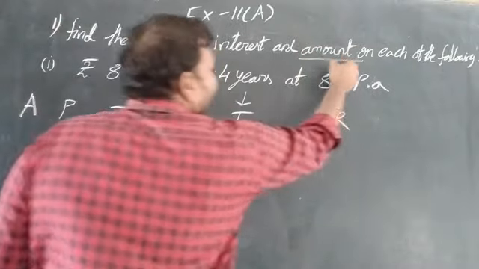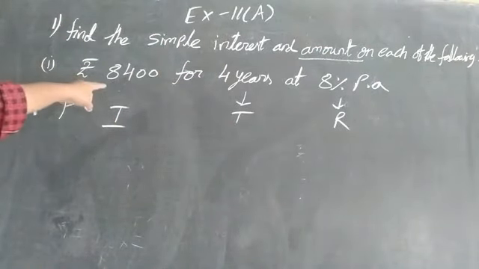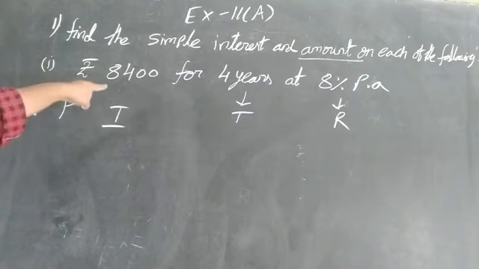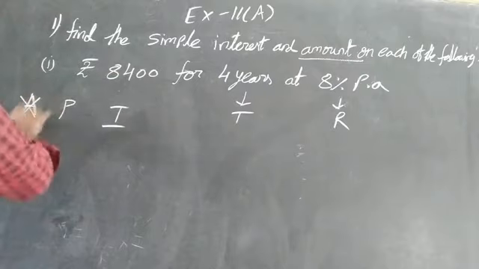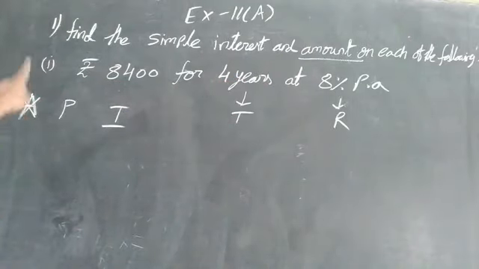That means find the amount. Find amount means this 8,400 is not the amount. They will not give the amount and also ask us to find it. So this is not the amount, because in the question they said find the amount. Find amount means the amount is not given.